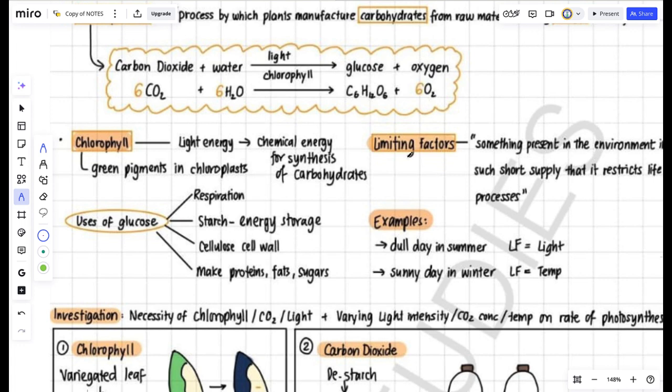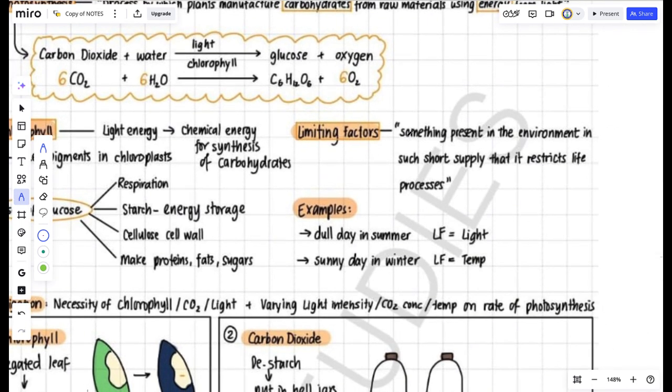Okay. Now we talked about the factors affecting the rate of photosynthesis. We talked about the limiting factors. What is a limiting factor? Something present in the environment in such short supply that it restricts life processes. That's the meaning of limiting factors. Okay. Now we say dull day in summer, and we have sunny days in the winter, in reference to temperature and light.